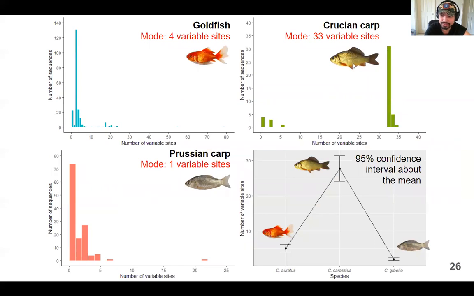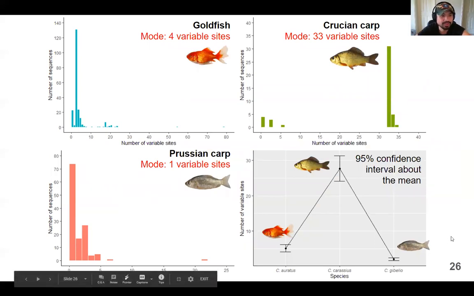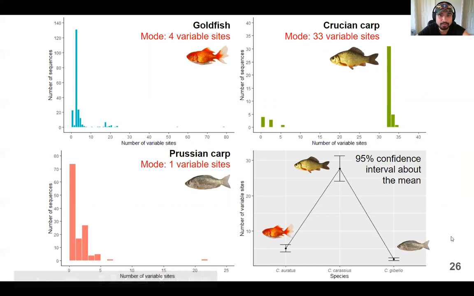As for our second prediction, here we have the distribution of sequences based on number of variable sites for each species group. As you can see, for goldfish, most sequences diverged from our Mahogany Lake fish at 4 variable sites, while for Prussian carp, most sequences diverged from our Mahogany Lake fish at 33 variable sites. Both of these values are not much, but both of these values turned out to be greater than the value for Prussian carp, where most sequences varied from our Mahogany Lake fish at only 1 variable site.